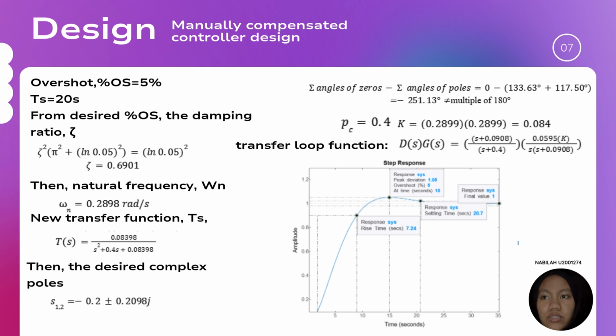Since angle criterion is not satisfied, the new desired poles are not on the original root locus. Hence, the system needs to be compensated via cascade compensation. The zero of the compensator ZC was assumed at position S equals to 0.0908 on the real axis segment, which cancels out the existing pole. Therefore, we get PC equals to 0.4. From the loop transfer function, we can determine K equals to 0.084. Then, step response is plotted in MATLAB.